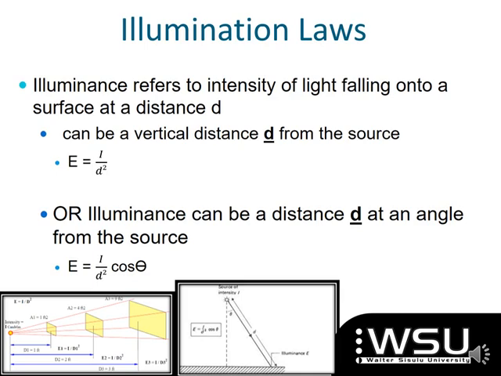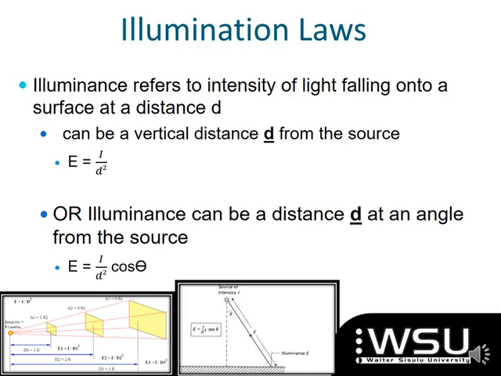Then you also have an instance where your d is at an angle from your source going towards your surface. In other words, the distance is not vertical, your surface is not directly below your source point, but it's at a certain angle where you want to know then what is that illuminance at that point. How does your source get the light to that point?